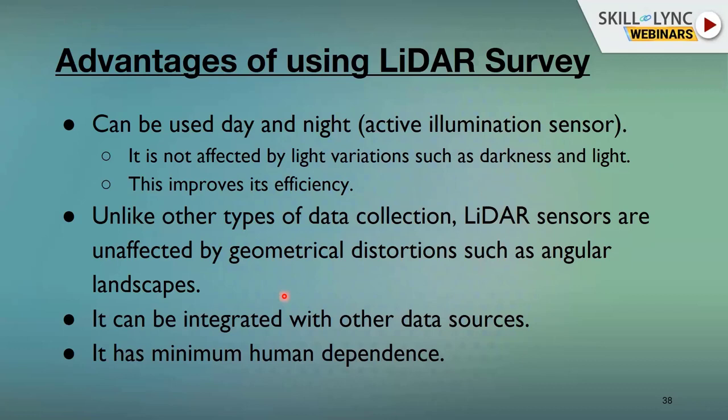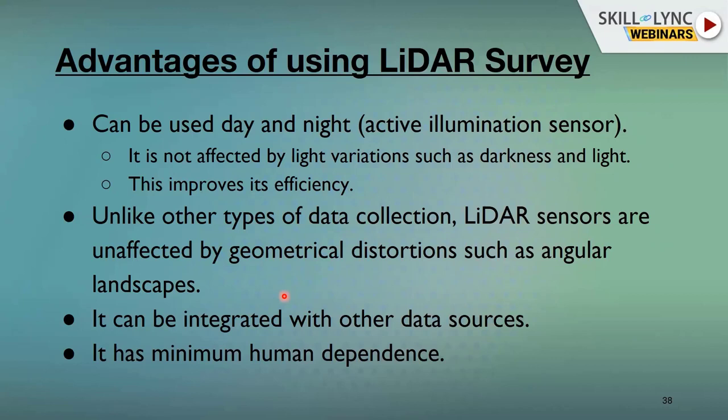So unlike other types of data collection, LiDAR sensors are unaffected by geometrical distortions such as angular landscapes. It can be integrated with other data sources. Yes, obviously, we can convert this data to different data sources, and it can be compatible with the different software that we use. It has minimum human dependence.